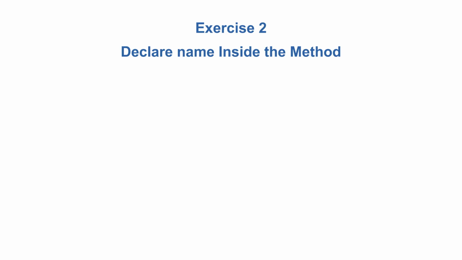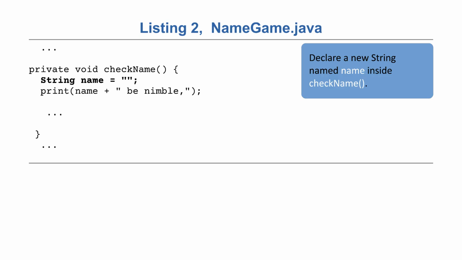Exercise 2. Declare name inside the method. Declare a new string named name inside checkName. Run it. What happened? It prints all the statements but doesn't use the entered name. This change made the syntax errors go away, but it won't print the entered name. How can you tell checkName to use the same name the user entered in the constructor? You pass it as a parameter.